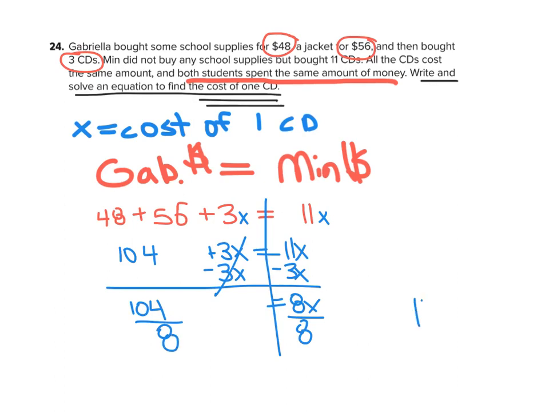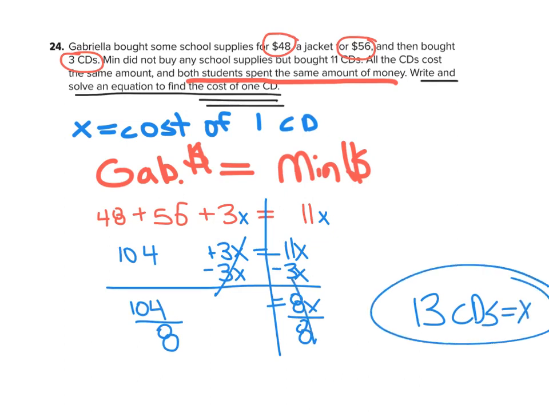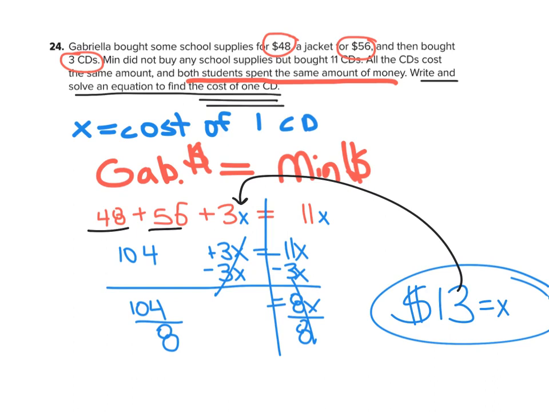I get 13 equals x. So what that means is that, actually I should say that a little differently, the cost of each CD is $13. Now again, if I wanted to check my work, I could just substitute $13 in for the cost of each CD. So my $48 plus $56 plus 3 CDs times 13 apiece should equal 11 CDs times $13.